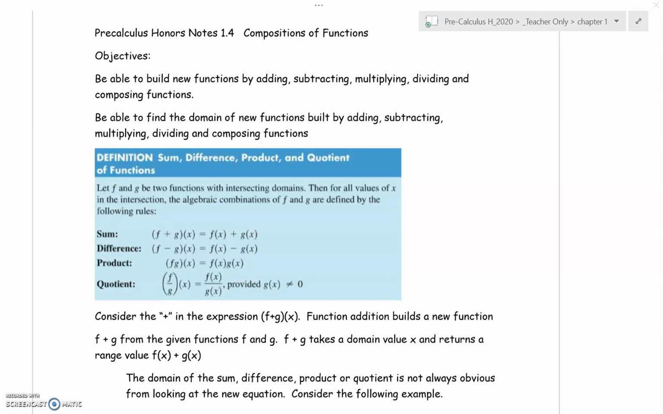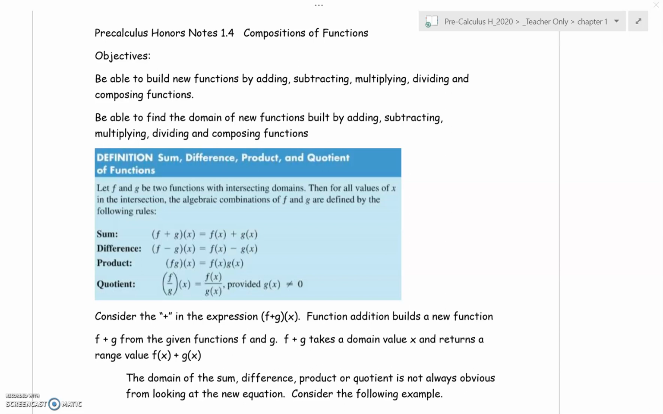We have two objectives for today. We're going to be able to build new functions by adding, subtracting, multiplying, dividing, and composing functions. And we are going to be able to define the domain of these new functions built by adding, subtracting, multiplying, dividing, and composing functions. So go ahead and take a look at that blue box.